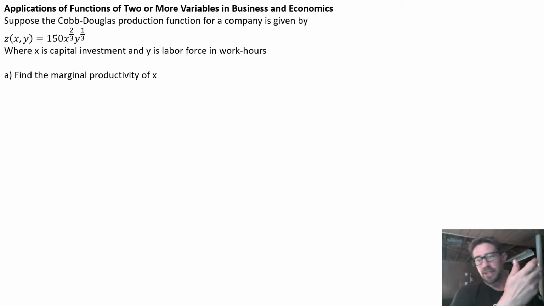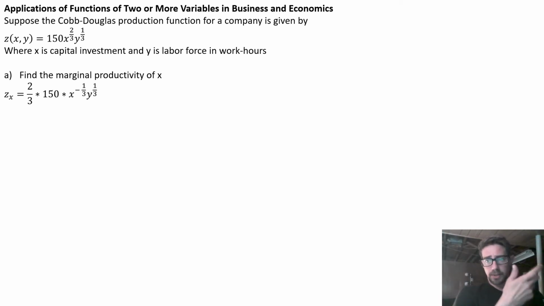When you see the word marginal at this point in this course, you just know you're taking a derivative. I don't know if I defined marginal productivity, but you know what it means: take the derivative of the productivity function. The only thing we need to know is which variable it's with respect to, because it's a function of two variables. So this is just z_x.